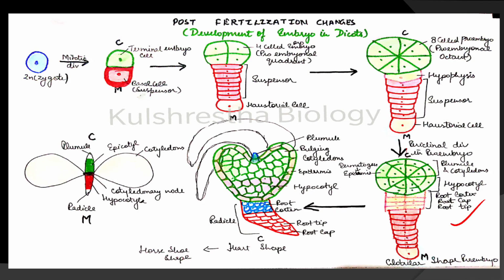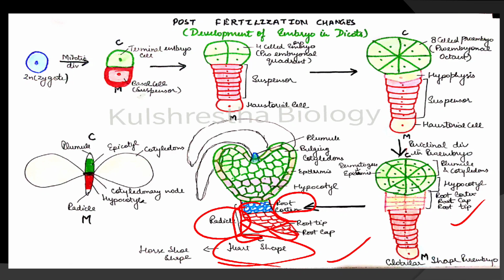Now after the formation of globular shape embryo, plumule, cotyledons and hypocotyl region grow and give rise to heart-shaped embryo. This is what we call a heart-shaped embryo. Okay, this is the root cortex, root tip and the root cap. This is radicle. Radicle is the future root. Plumule is the future shoot. It will form shoot parts.